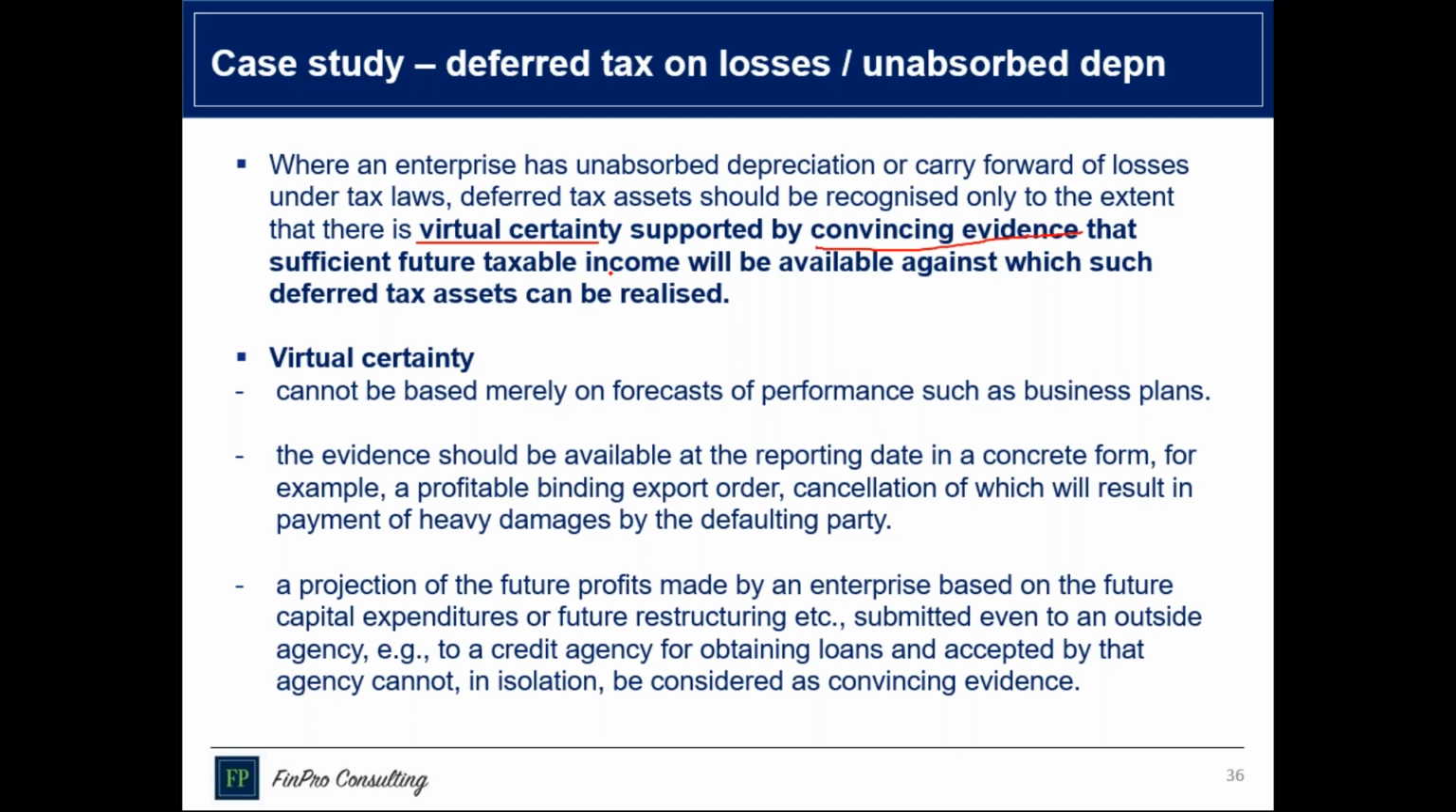So that should be the convincing evidence. Mere forecast, performance, business plans will not constitute convincing evidence. Future projections, the projections which are considered for valuation purpose or restructuring purpose, all these will not be considered as convincing evidence. You should have binding profitable sales orders in hand, which will be considered as convincing evidence if you really want to recognize the deferred tax asset on the carry forward losses or on the unabsorbed depreciation.